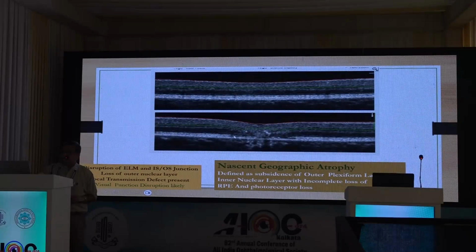But see here what has happened. This layer has fallen down. So you have a subsidence of the outer plexiform layer and nuclear layer. It comes down. There is a loss of the external limiting membrane. The ISOS junction is broken over here, and the outer nuclear layer is broken. This is nascent geographic atrophy. This is dry degeneration, doesn't need treatment.